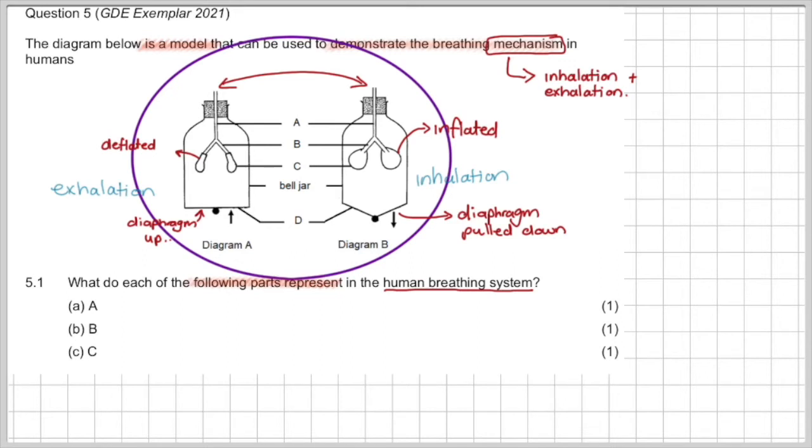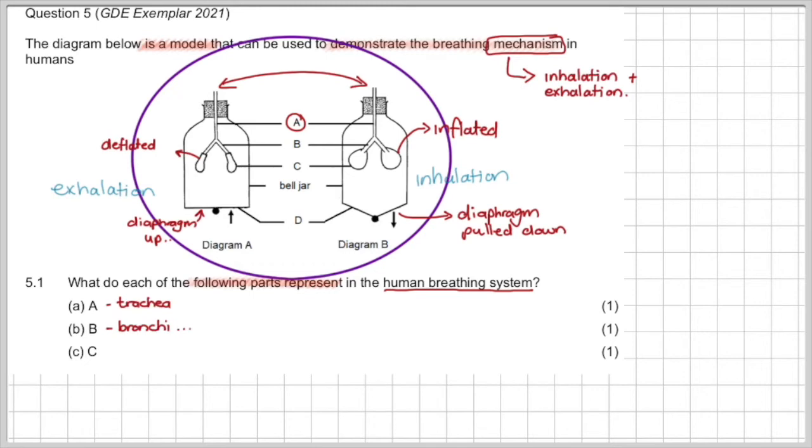What do each of the following parts represent in the human breathing system? They're referring here to parts A, B, and C. If we go up to our diagram and look at part A, this is going to be the trachea. This is the main breathing pipe that moves from the nasal cavity and the mouth all the way down before it branches off into the right and the left bronchus. So here we're definitely looking at the trachea, and that's the most correct answer for label A.